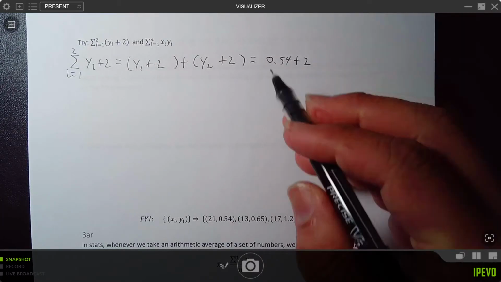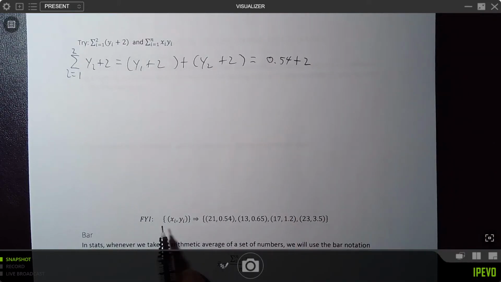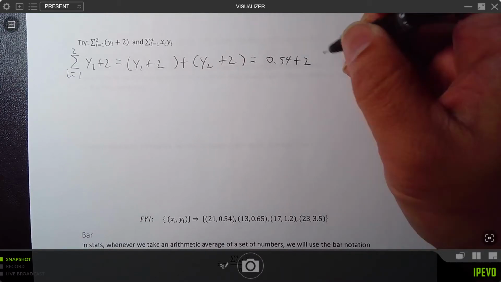Oh, by the way, for convenience, I copied our data set that we're going to use as example right down here. Okay, so you don't have to flip the page over to take a look at it.